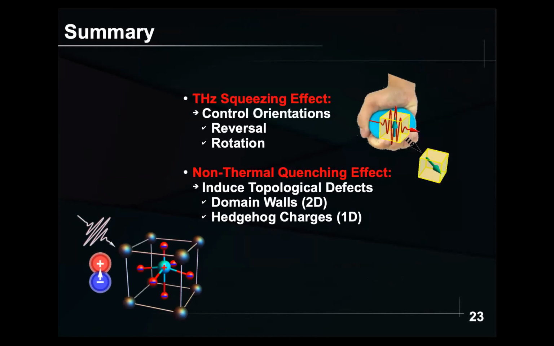With that, I would like to conclude. We have studied how the laser pulse interacts with ferroelectric perovskites. We found out the terahertz laser pulse is like an optical squeezer. It can be used to change the orientation of the polarization. It can also perform a thermal quenching effect in order to give rise to these 2D defects and 1D topological defects.